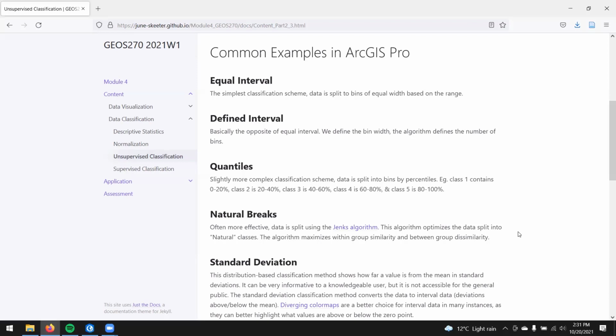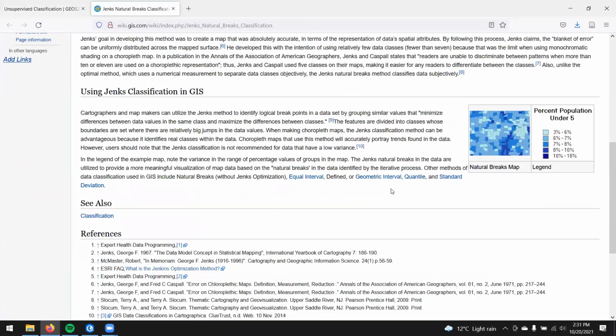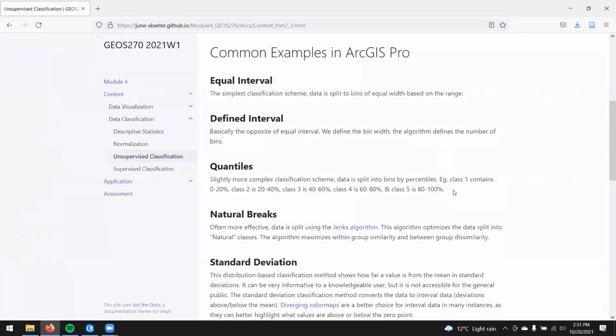Then we've got the natural breaks method. This one is a bit more complex. It splits the data using something called the Jenks algorithm. I'm pretty sure this links to a Wikipedia page on it. So basically, you don't need to read this or worry about it. If you're interested, go for it.